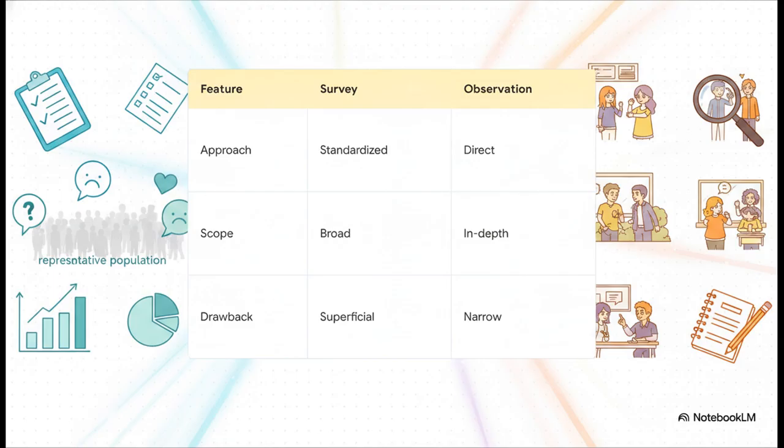But because surveys often just study opinions and attitudes rather than actual behavior, they can sometimes end up being a bit superficial. Now, contrast that with participation observation over on the right. This involves direct, on-the-ground observation of social interaction within a community. It gives you this profoundly in-depth view of what people actually do, not just what they say they do on a piece of paper. The catch? It's much, much harder to generalize those findings broadly.